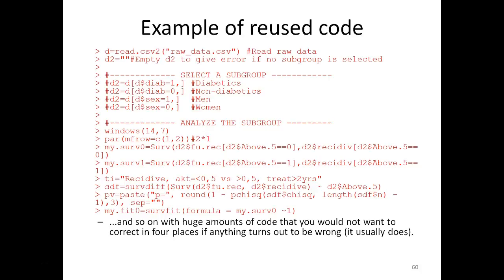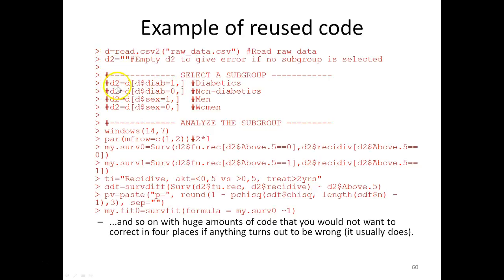Here is an example of reusing code, and of using the number sign to avoid getting code run by accident. So we start here by reading some sort of raw data set into memory and putting it in D. And then I assign nothing to an object called D2, which is the one I will use to contain the data for my subgroup analysis.